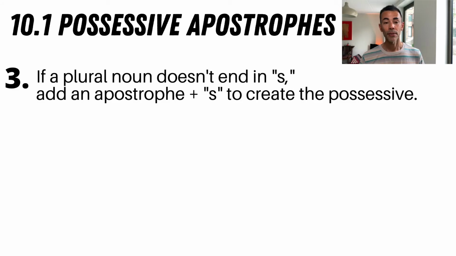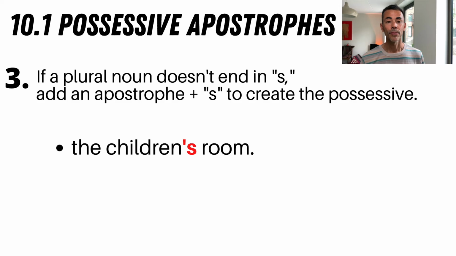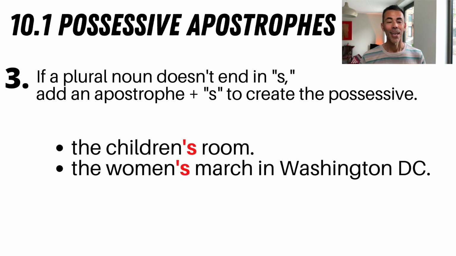And finally, if a plural noun doesn't end in S, add an apostrophe and S to create the possessive form. Here are a couple of examples. The children's room. So more than one child in the room. The Women's March in Washington, D.C.